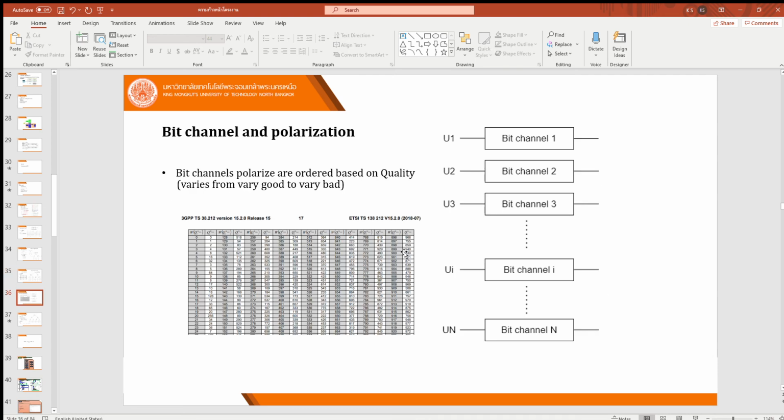If you do the same thing, you can have the table of it. We call it channel polarization. This one will increase the quality of the channel.